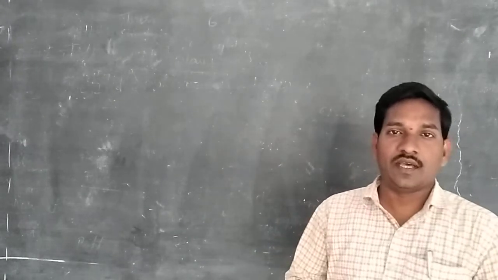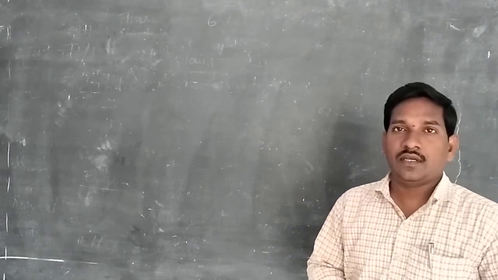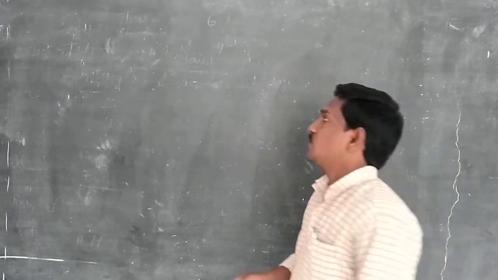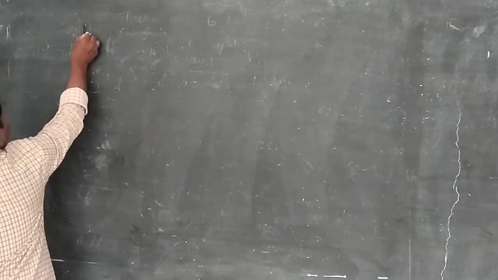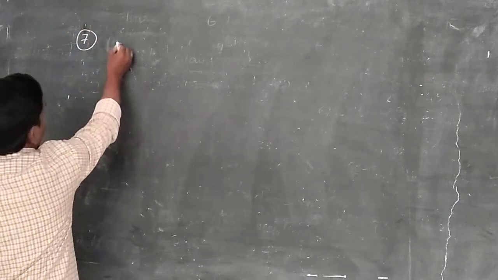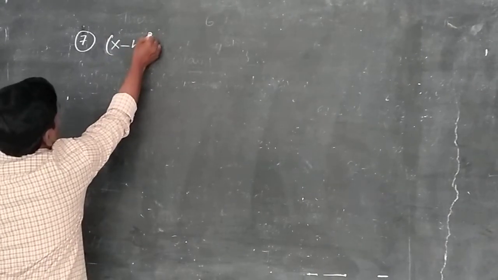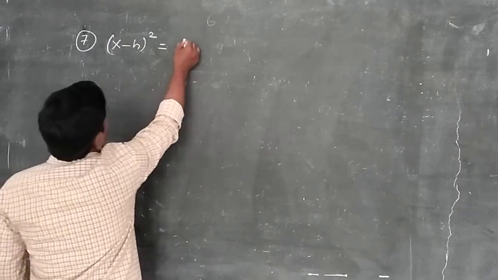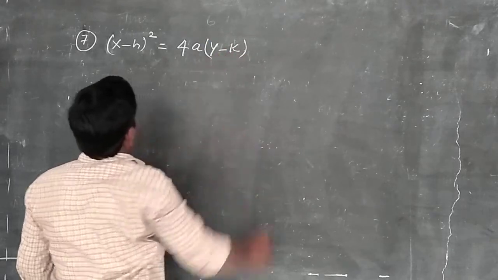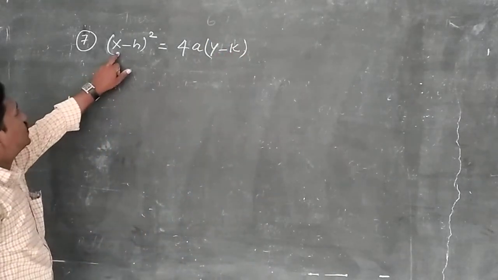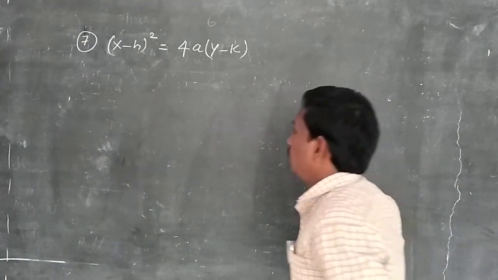In the concept of parabola, so far we discussed the various types of parabola. So far we learned 6 types of shapes of parabola, and the 7th one is (x minus h) whole square equal to 4a(y minus k). This is the 7th one. (X minus h) whole square equal to 4a(y minus k).